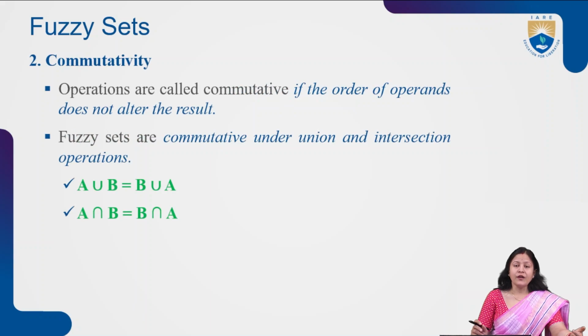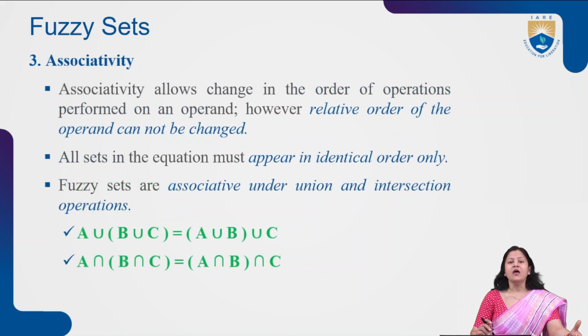Commutative, as we have already discussed in the crisp set, the same operations are applicable in the fuzzy set also. Operations are called commutative if the order of the operands does not alter the result. So fuzzy sets are commutative under union and intersection. A union B is equal to B union A, and A intersection B is equal to B intersection A.